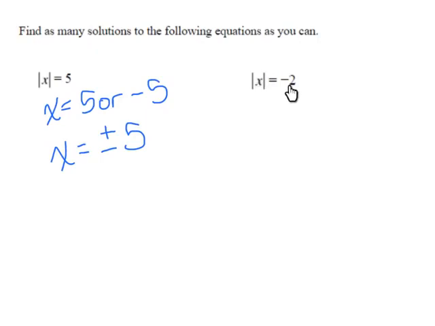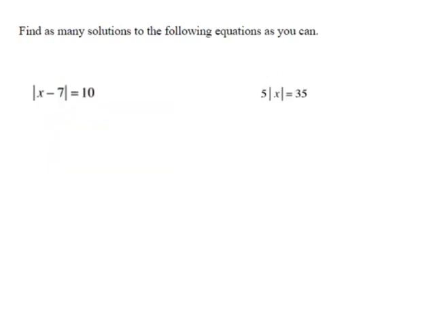What has an absolute value of -2? Well, when we take the absolute value of a number, it's either positive or 0. So this is impossible. So we would say that this has no solution. Let's look at this next one.